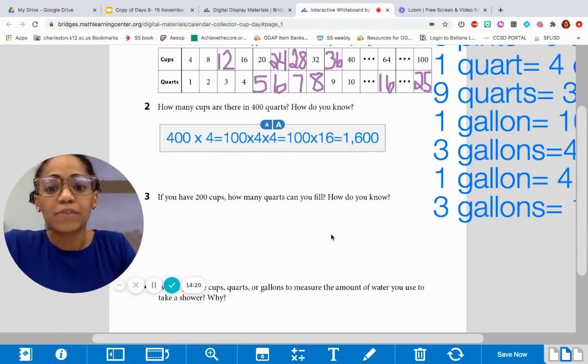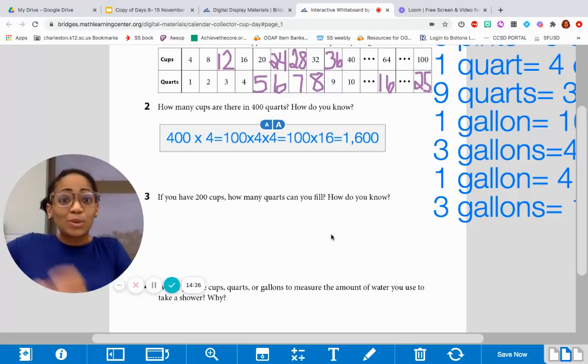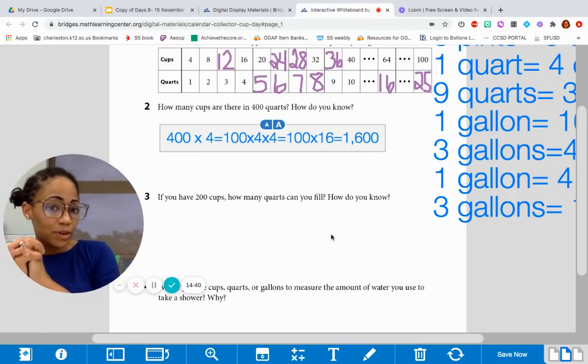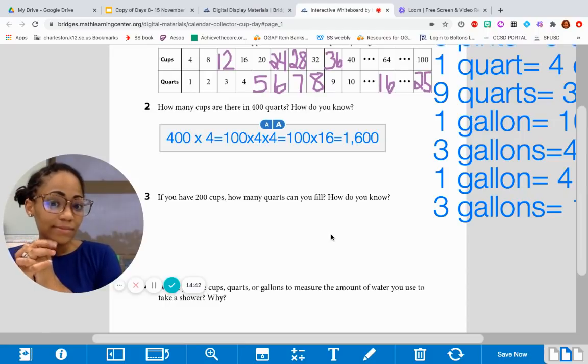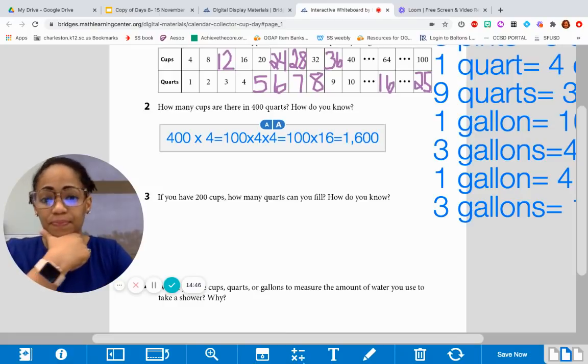All right, so if you have 200 cups, how many quarts can you fill? What equation should I use to solve this one? 200 cups, how many quarts can you fill? Kind of like 200 divided by 4. You're putting 4 cups for a quart. Okay, so what might you get? What did you get?